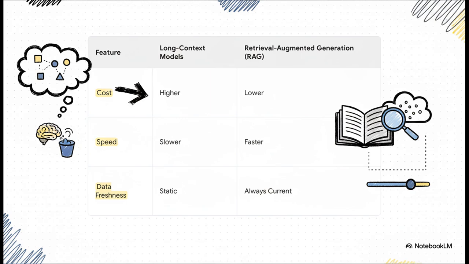Now, this is where it gets really interesting, because there's a trade-off between the two big approaches people are using today. On one side, you've got these models with absolutely massive context windows, but they tend to be way more expensive and a bit slower. On the other side, you have a technique called Retrieval Augmented Generation, or RAG for short, which is cheaper, faster, and can even use data that's fresh and up to the minute. See, there's no single best answer. It's all about picking the right tool for what you're trying to do.